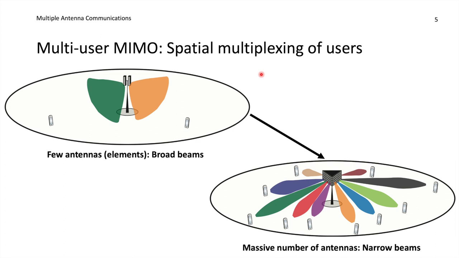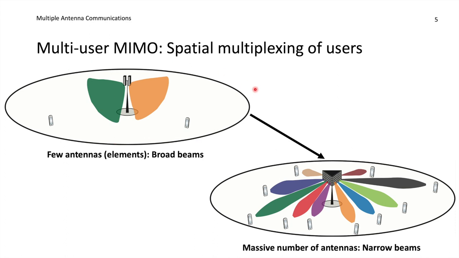Multi-user MIMO was the second topic that we talked about, and this is really about spatial multiplexing of users. Say that you have a cell area where you have two different sector antennas pointing in different parts of the cell. If you have few antennas, you will send out broad beams, and it doesn't make much sense to try to direct them towards where the user is, because you're anyway covering the entire sector of the cell.